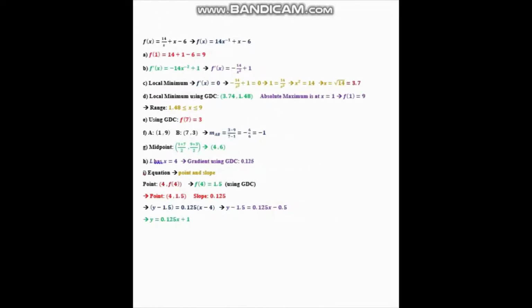So in B, I'm required to find f dash of x. I've rewritten 14 over x as 14x to the power of negative 1 to help me with the differentiation. So this shall be negative 14x to the power of negative 2, and the x becomes a 1. You can also rewrite the derivative expression as negative 14 over x squared plus 1. So the green and the purple expressions are both correct.